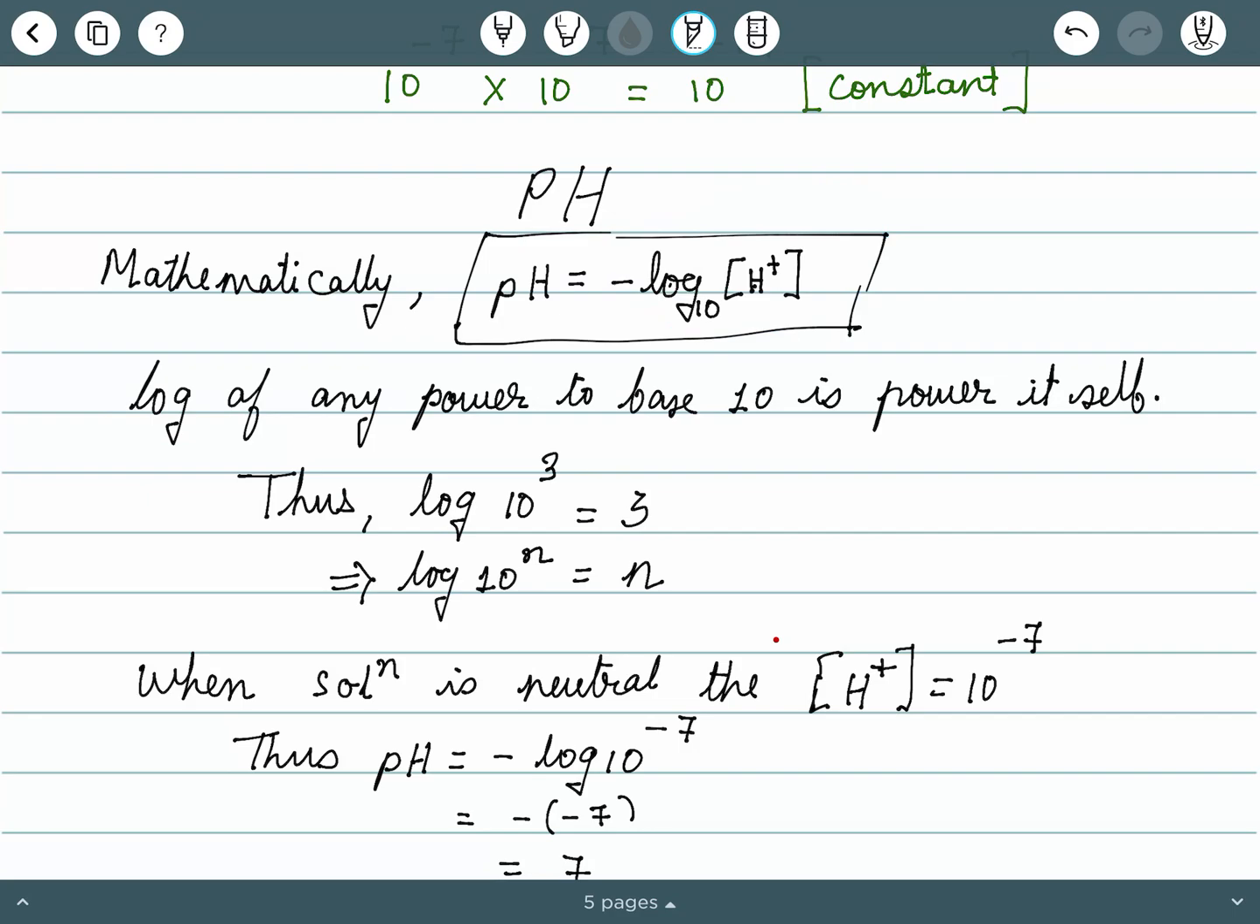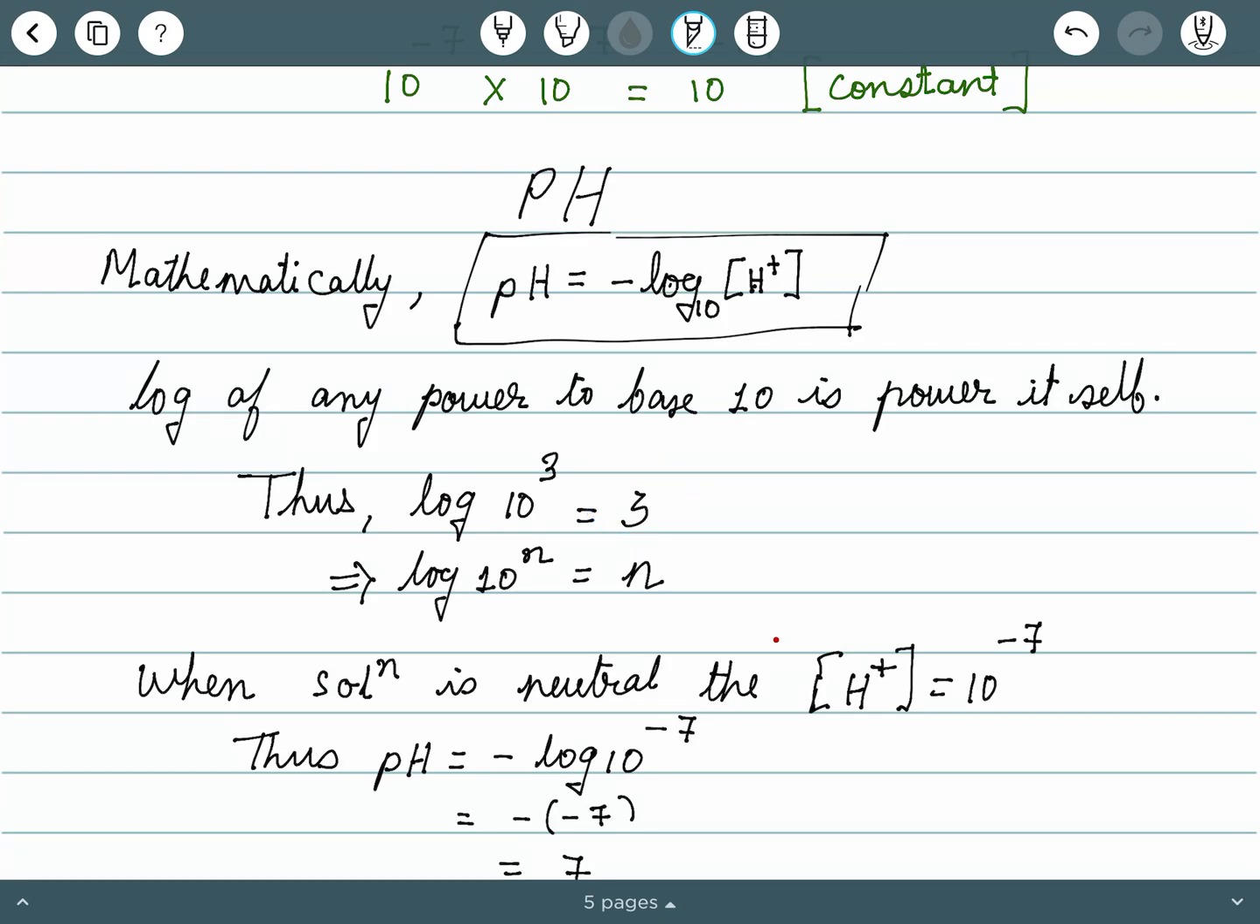You should always remember that the logarithm or log of any power to the base 10 is power itself. Let us make this more clear to you. Suppose I am trying to find log of 10 raised to 3. So I am finding out the log of power 3 to the base 10. So the log of power 3 to the base 10 is going to be power itself.